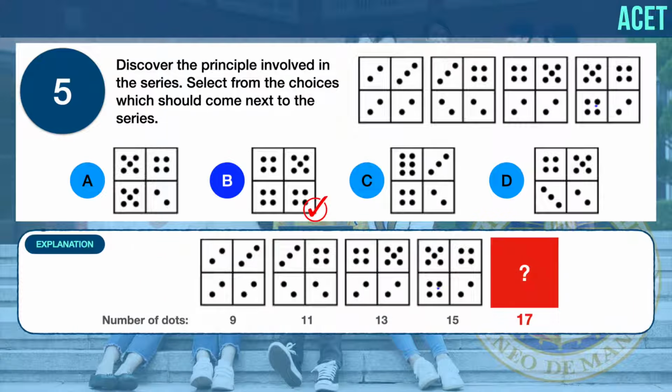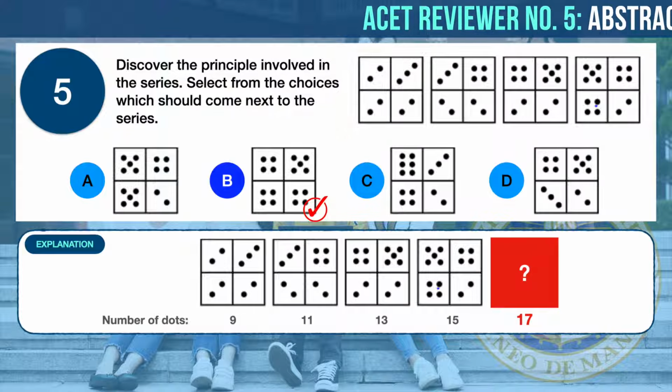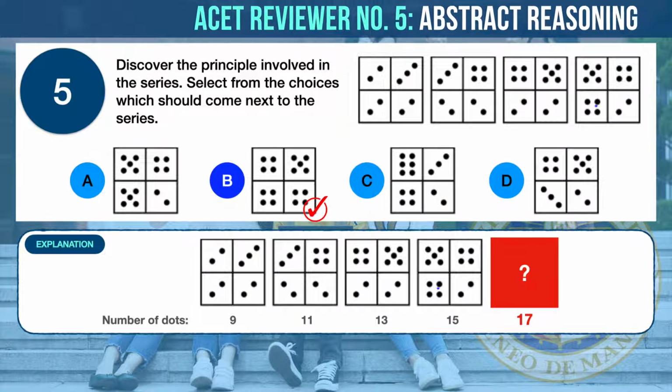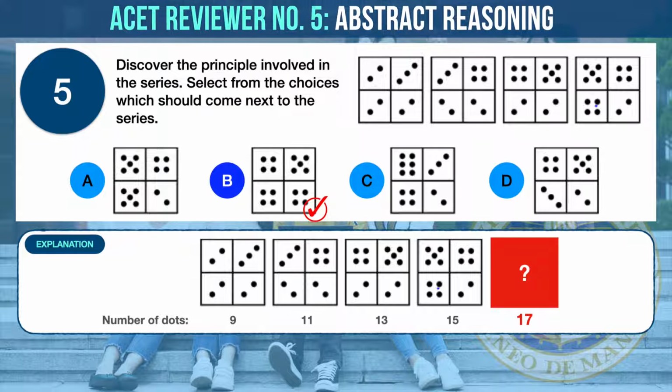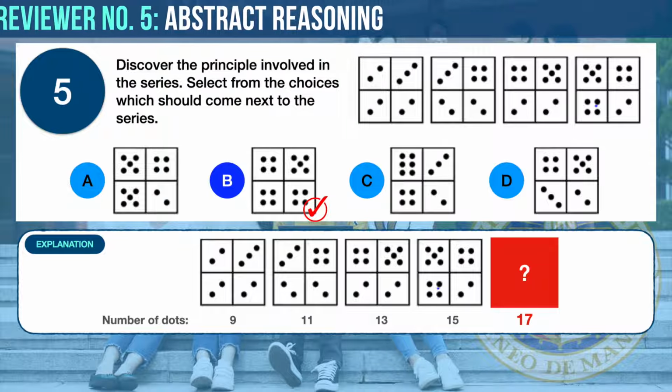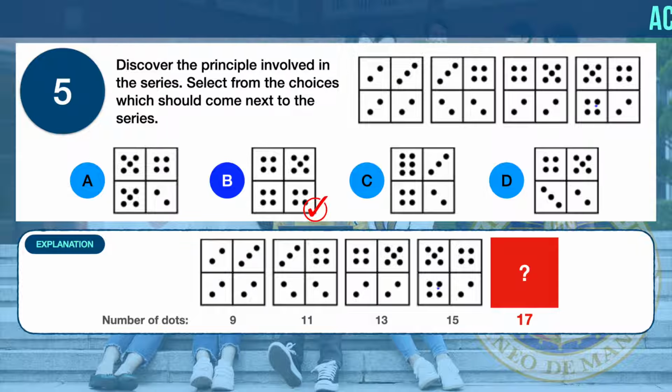The correct answer is B. Left to right, the total number of dots in each figure increases by 2. The first figure has 9 dots. The second figure has 11. The third figure has 13 dots. The fourth figure has 15. So logically, the next figure should have 17 dots. Among the answer choices, only B has 17 dots.